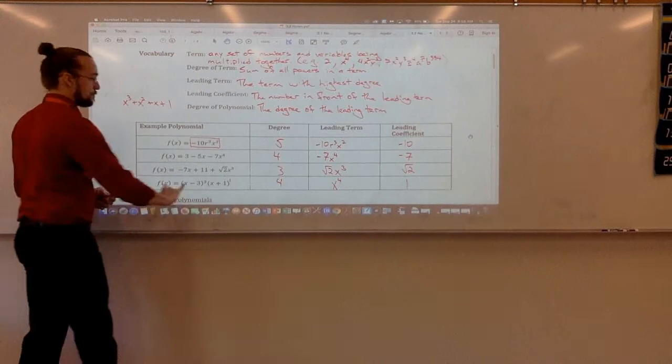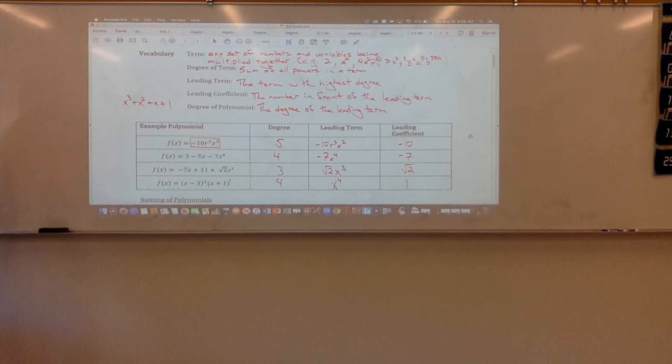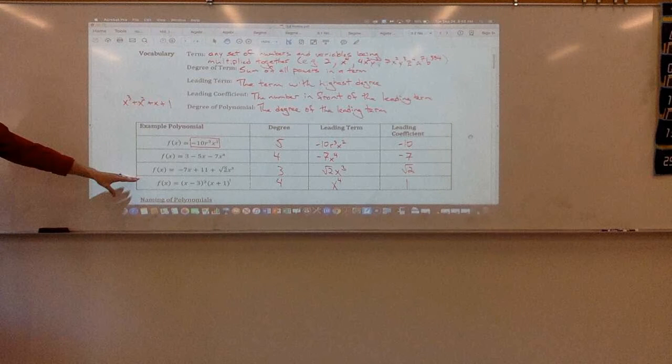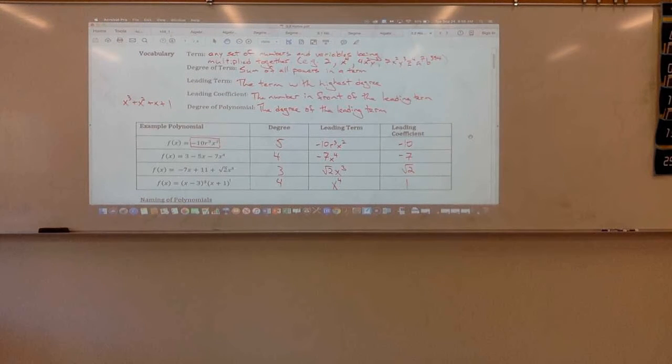We'll be able to see this one a little bit clearer once we start talking about a little bit more of the properties of polynomials here. Alright, but any questions so far?